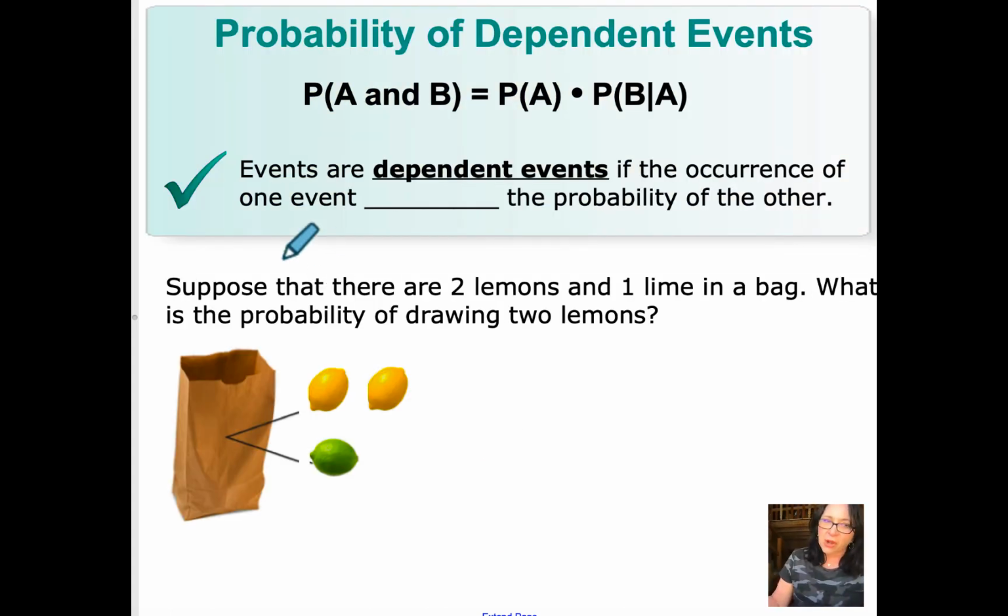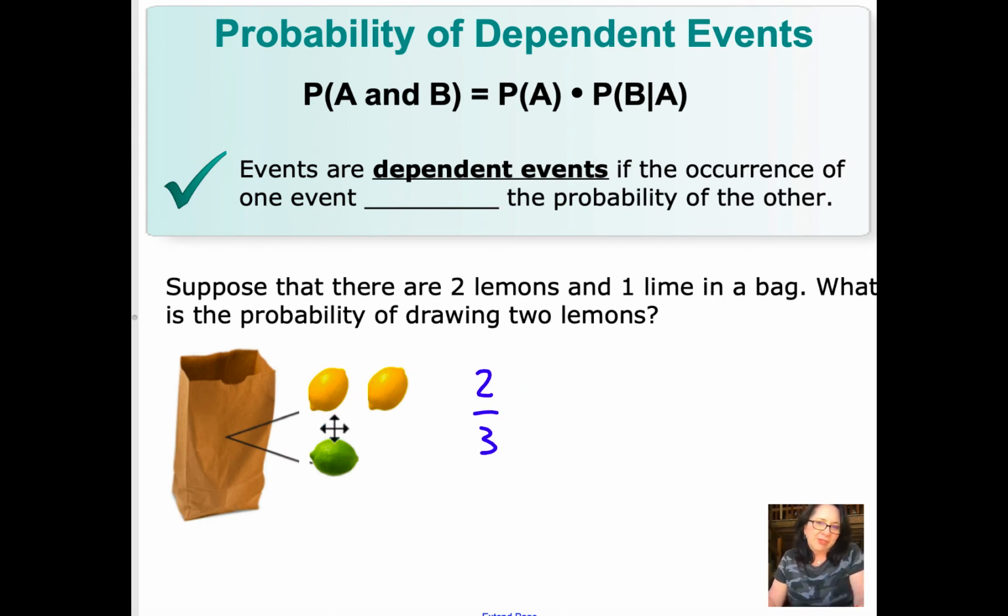Dependent events are going to depend on what's happening, and on whether it's with replacement or without replacement, of course. But dependent events affect the next event, the next value. So if I have 2 lemons and a lime, so that's 3 things in the bag. What is the probability of drawing 2 lemons? Well, the first option is 2 out of 3. All right. So I drew 2 out of 3.